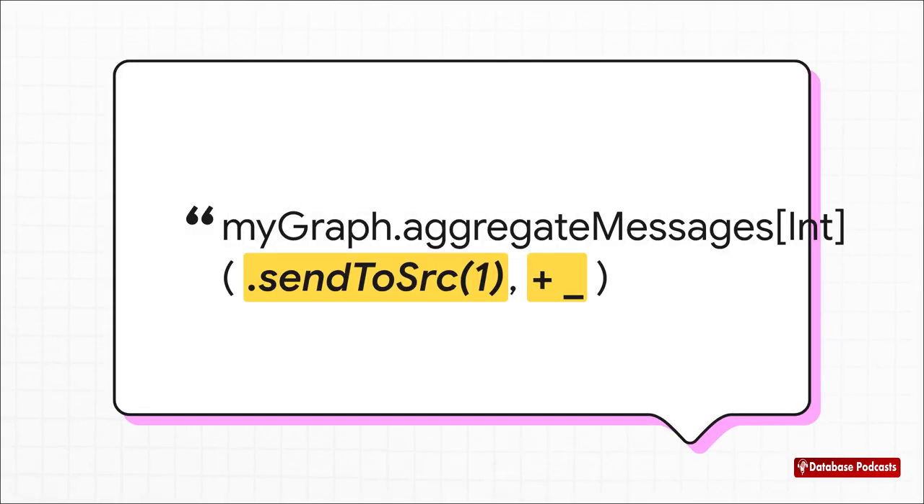All right, let's put this all together. Let's say we want to count the number of outgoing connections for every single vertex in our graph. In the map phase, that first part, we tell every edge to send the number 1 to its source vertex. So if a vertex has, say, 3 edges going out from it, it's going to receive 3 separate messages, and each of those messages just contains the number 1. Then, in the reduce phase, our friendly plus function kicks in and just adds up all those 1s. The final result for that vertex? 3. We just calculated its out degree.